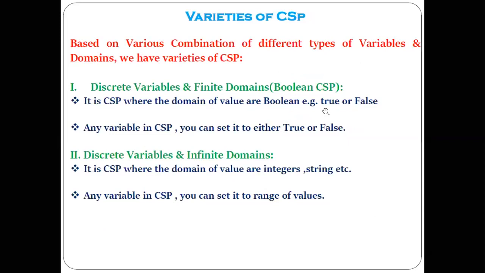So the second type is discrete variables and the infinite domain. Infinite domain means we can use any range of integers there. You got the point? As a value, we can utilize any range of integers from zero up to infinity. So any variable in the CSP can be set to a range of integer values. These are the two main types of CSP based on the combination of a variable and the kind of value you put in that variable, that is the domain.